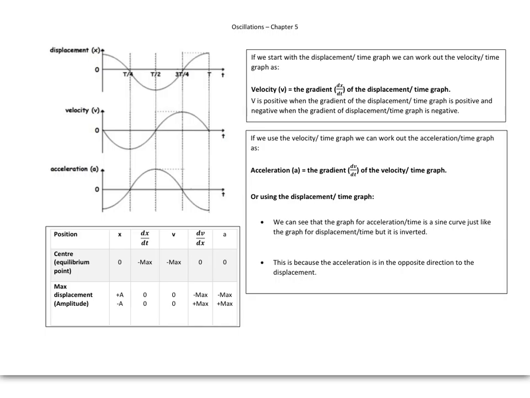So here we can see three graphs: the displacement against time graph, the velocity against time graph, and an acceleration against time graph. In the bottommost corner here you can see that there is a table showing the difference between the three individual graphs.